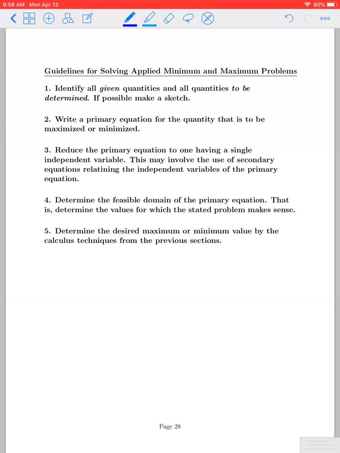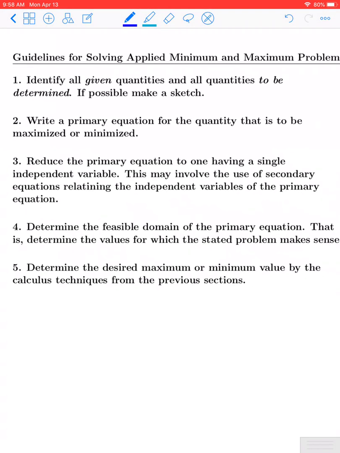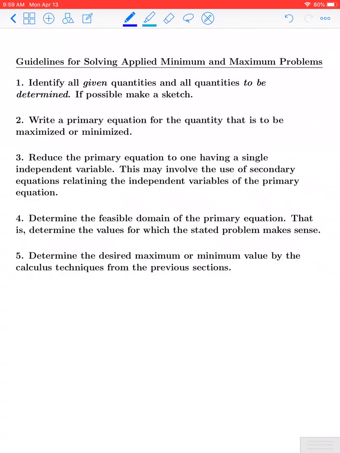To highlight some of the guidelines that we discussed at the end of the last problem: when you're trying to solve an applied minima or maxima problem, the first thing you would want to do is identify all the given quantities and all the quantities to be determined. If you're able to make a sketch, it's a good idea. That'll oftentimes help you to realize the situation that you're in and to maybe set up your variables.